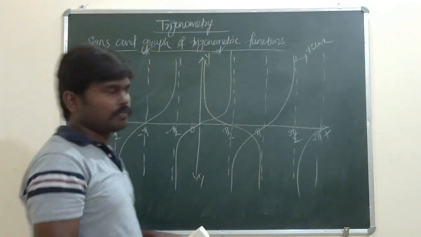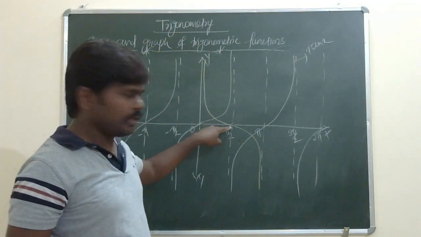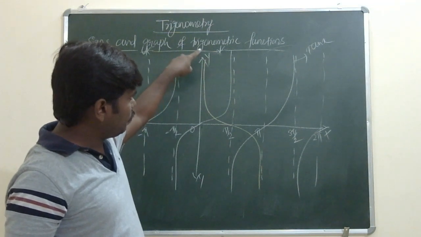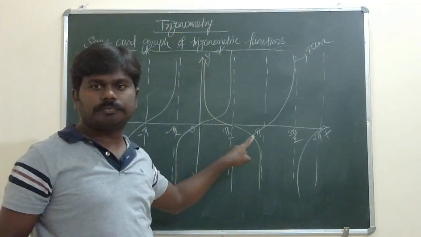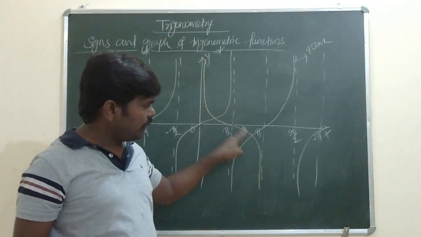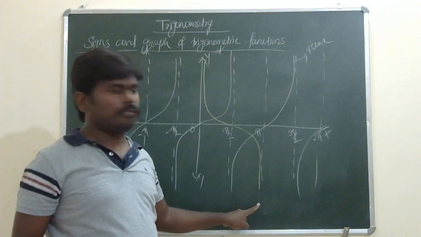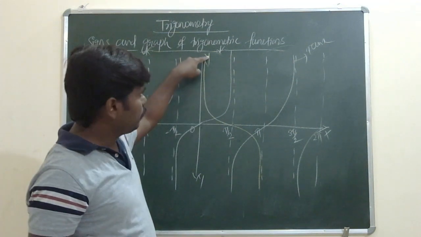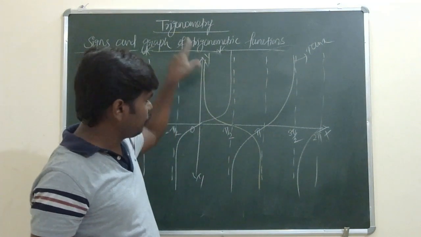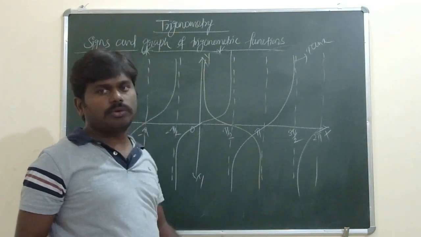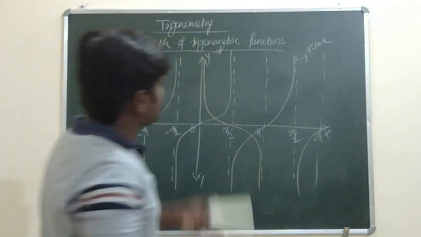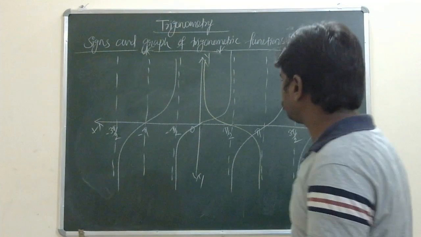Again it will decrease. So when theta is increasing from 0 to pi by 2, the value of cot theta will decrease. And even from pi by 2 to pi it will also decrease, going down. So it is decreasing from plus infinity to 0, and again 0 to minus infinity, it is decreasing again. So in the next intervals also you can see the same.